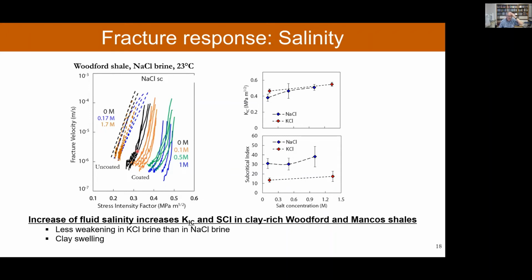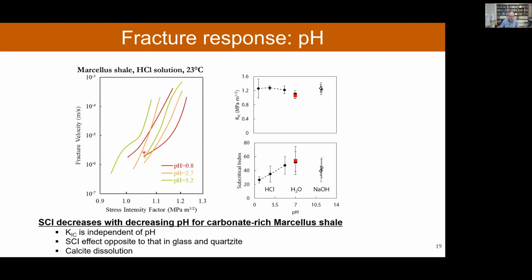Reservoir engineers know that salinity affects clay swelling in the subsurface. So we also see that effect in our samples. And it makes a difference if you use sodium chloride or potassium chloride. Most relevant to CO2 is changes in pH.